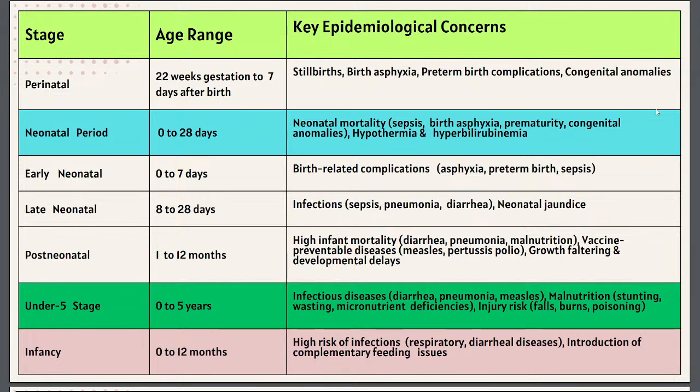So, in the neonatal period, the complications are sepsis, birth asphyxia, prematurity, congenital anomalies, hypothermia and hyperbilirubinemia. These are the things that you have to look for, and these are the problems that you have to deal with when you are dealing with the neonatal period.